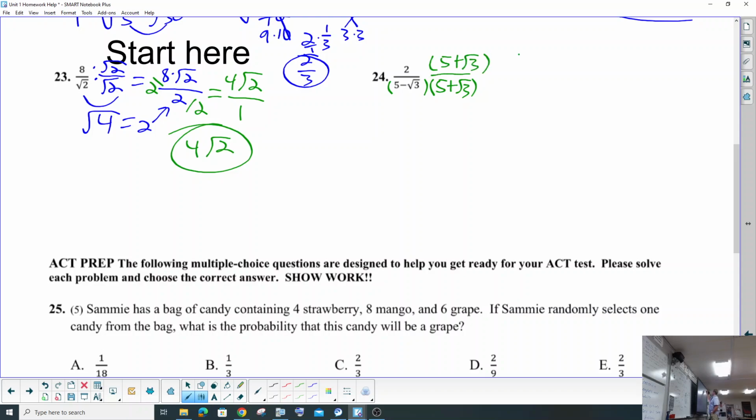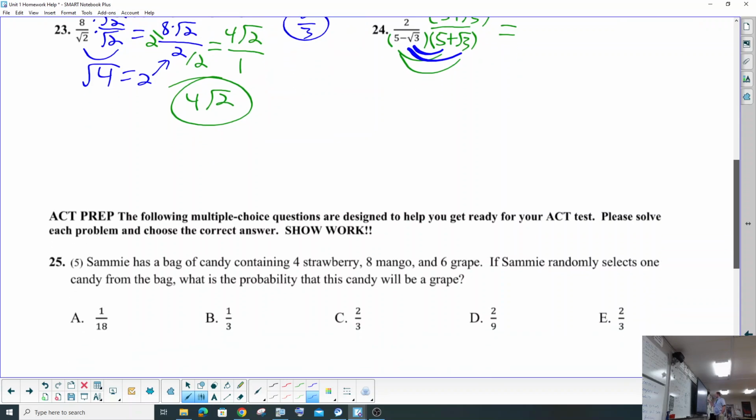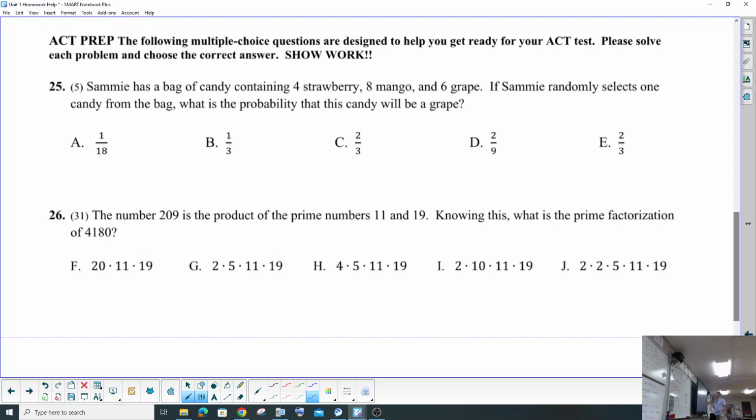Because you can multiply anything by 1 over 1. And why don't we change 1 over 1 into 5 plus radical 3 over 5 plus radical 3. And so go multiply that through, and then multiply this through like a seashell. After you multiply those through, you'll get your answer. Just simplify everything. Last but not least is our ACT questions.